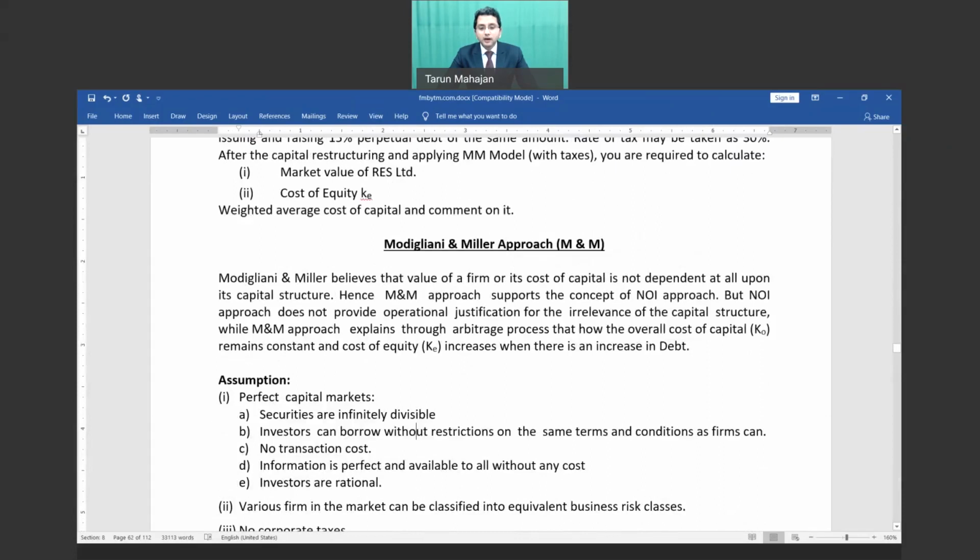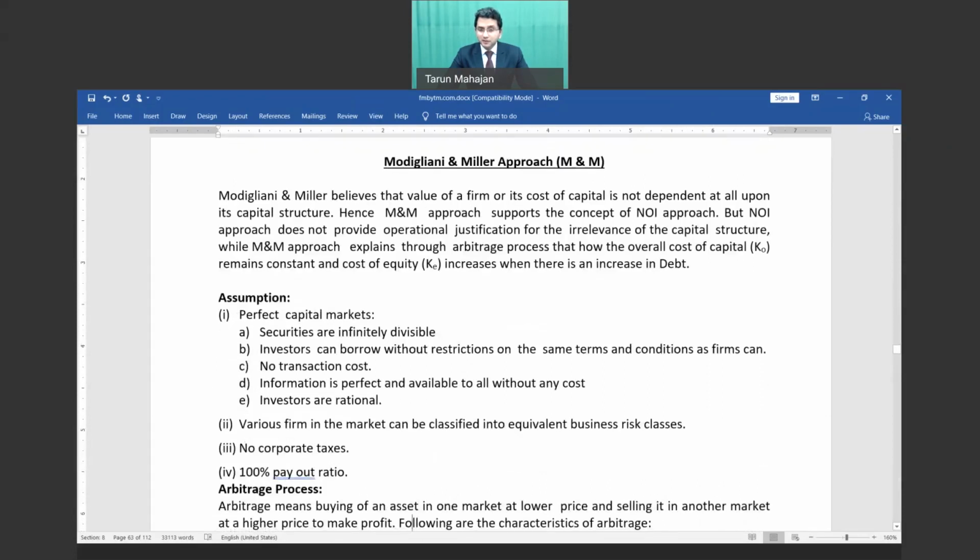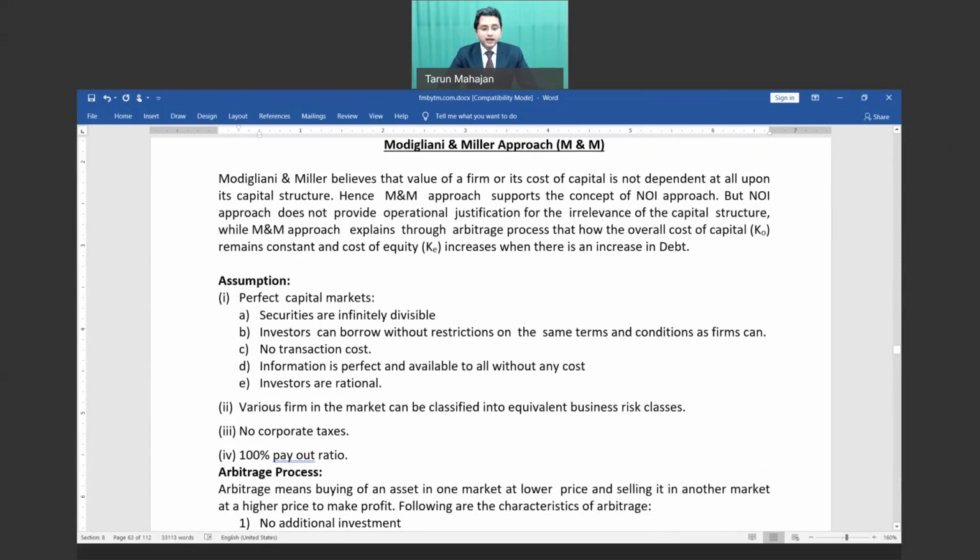So now let's talk about one of the toughest approaches, which is named the Modigliani and Miller approach. If you focus, you are going to enjoy this approach. Otherwise, this approach becomes a kind of headache, especially people don't get the logic behind it. So now I'm going to tell you what is the logic behind the Modigliani and Miller approach.